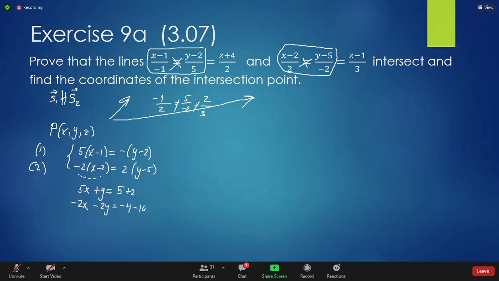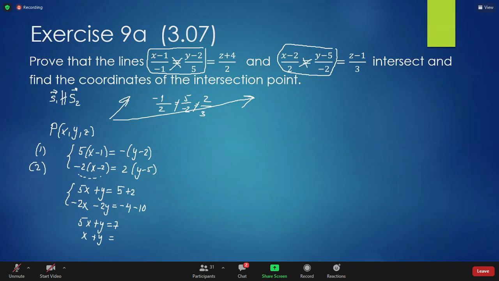So we have a comparatively simple system. 5x plus y equals 7. And let's divide everything by minus 2 in the second equation. We would have x plus y equals, dividing minus 14 by minus 2, also 7.